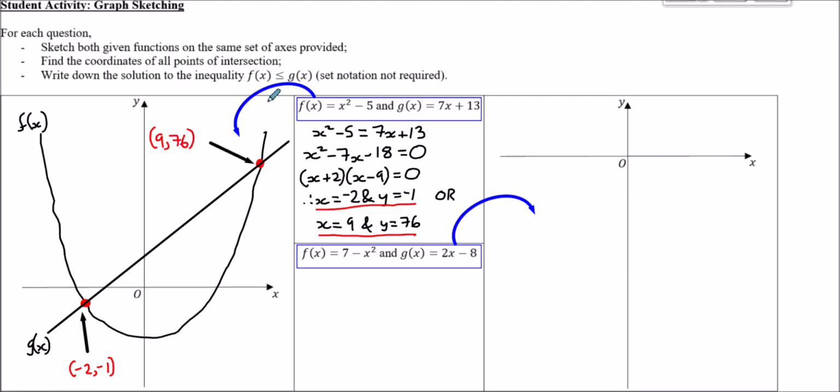We can now ask ourselves a question, whereabouts is f of x less than or equal to g of x? In other words, where is this parabola, this curve x squared minus 5, less than or equal to the straight line 7x plus 13? Well, we can see it's going to be in between these points of intersection. This curve is below the straight line in between these points, so we're interested in this region here.